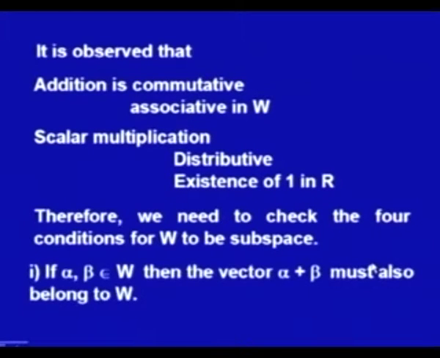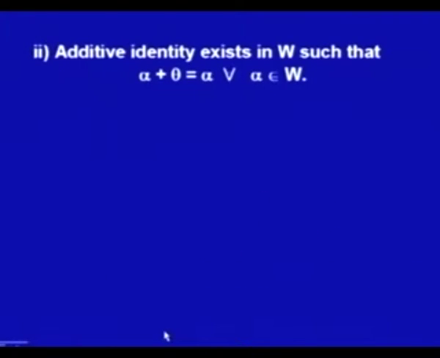The first condition is that if alpha and beta belong to W, then the vector alpha plus beta must also belong to W. The idea is that alpha and beta belong to W, but the sum alpha plus beta may be in V but may not be in W. So, one has to check that for each pair alpha and beta in W, its sum also belongs to W, that is, this addition is closed in W. The closure property is satisfied.